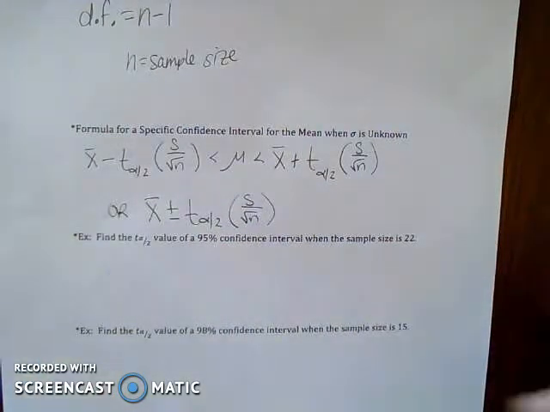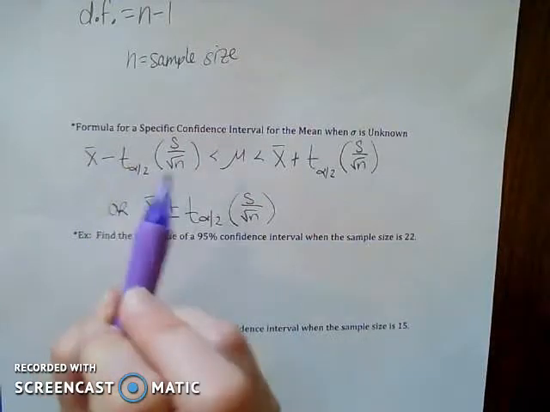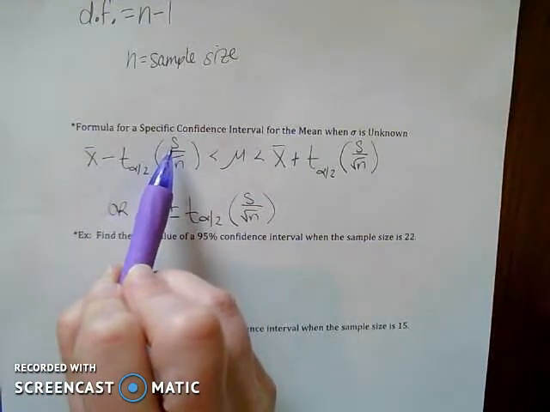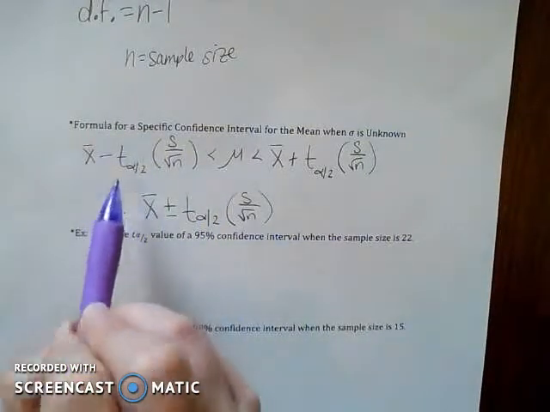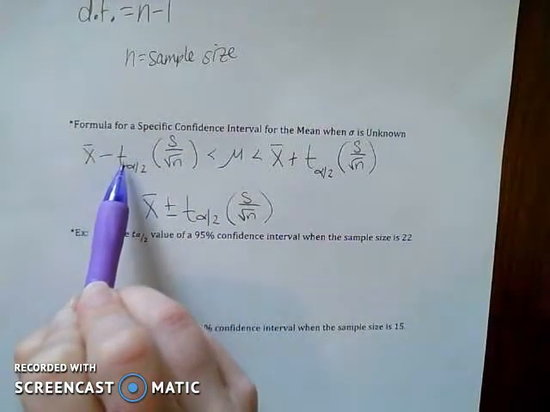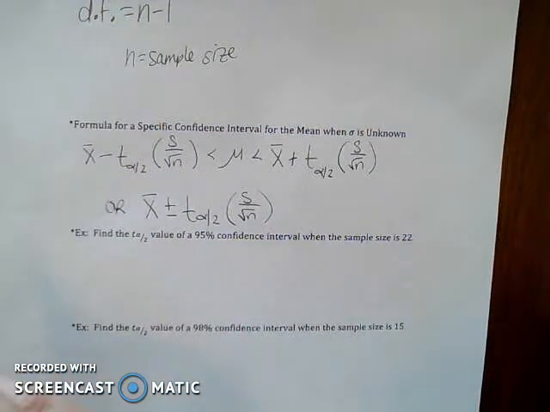So there's only two things that are different. In 7.1, this was a Z rather than a T, and this was a sigma rather than an S. Okay, other than that, it looks the exact same. So we have to use the T chart rather than the Z chart, and we'll be using sample standard deviation rather than population.